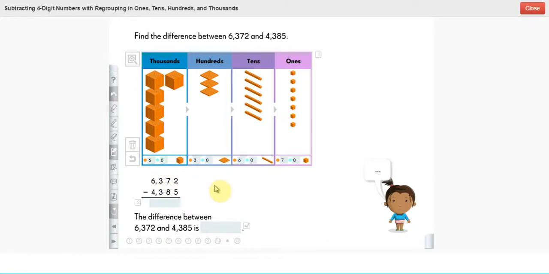Next, I need to subtract 8 tens. Only have 6, so the students need to realize they need to regroup one of the hundreds. So I've clicked on one of the hundreds, and I can regroup that into the tens column. Now I can subtract 8 of them.